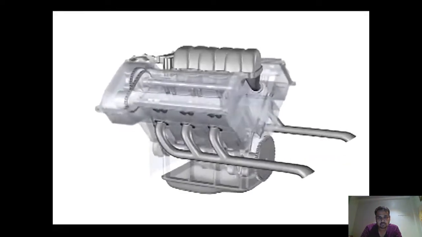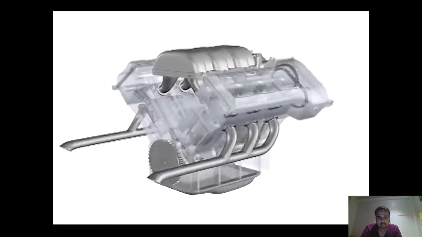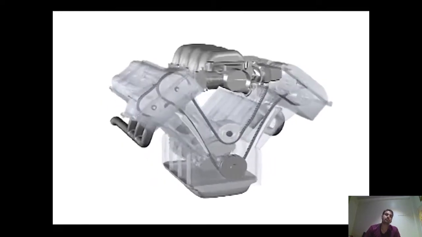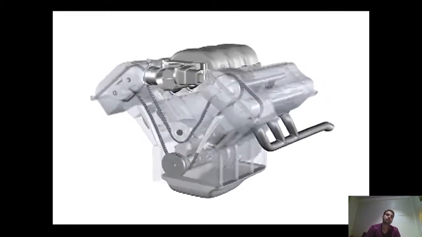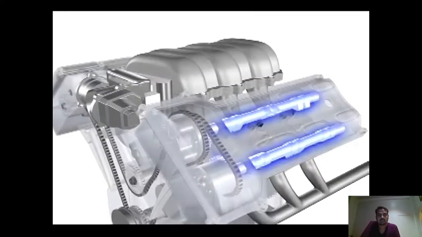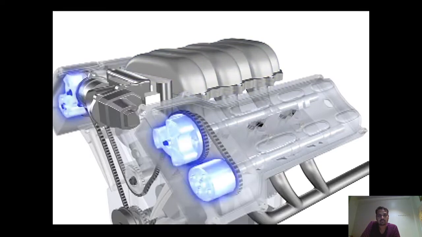Now let's look at technologies Toyota uses in its engines to enhance power output, fuel economy, and emissions control. The more efficiently an engine breathes, the more efficiently it will produce power. Toyota engines incorporate a number of features and components that are designed to help the engine breathe more efficiently.